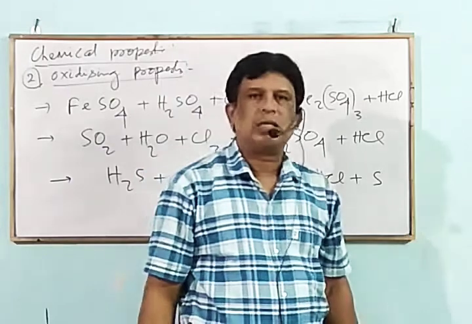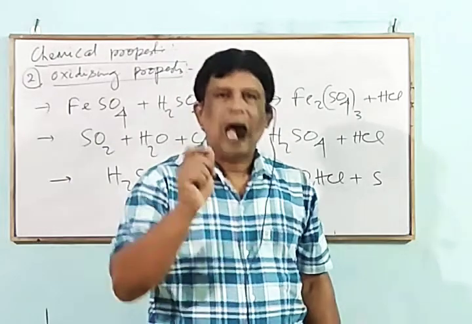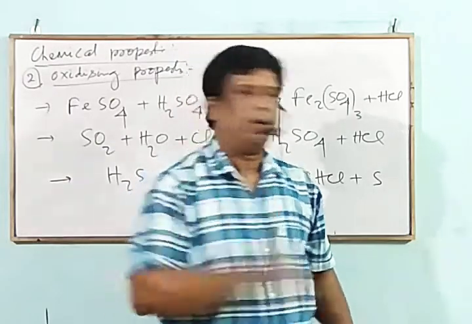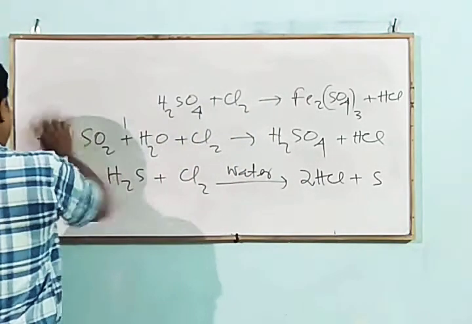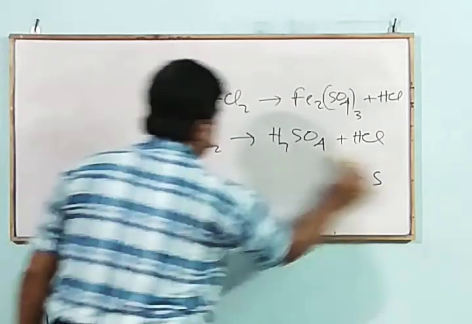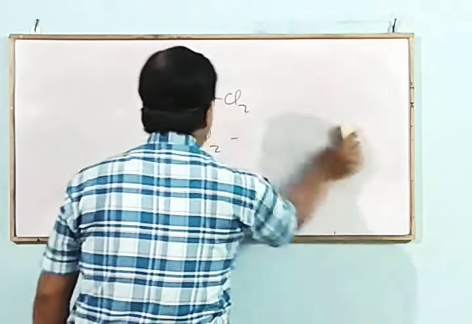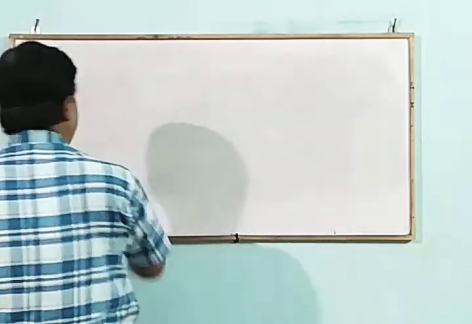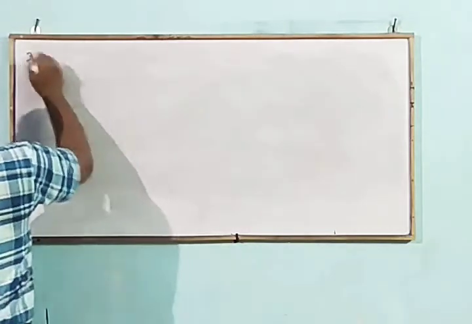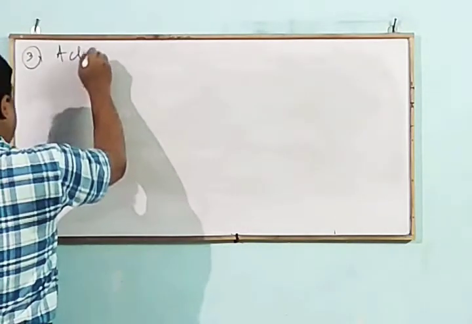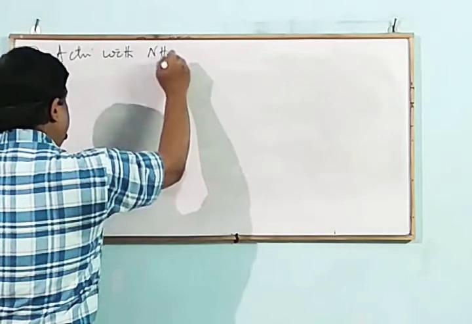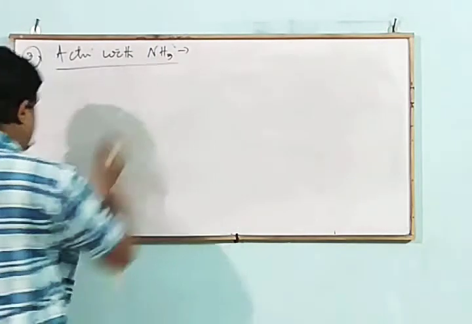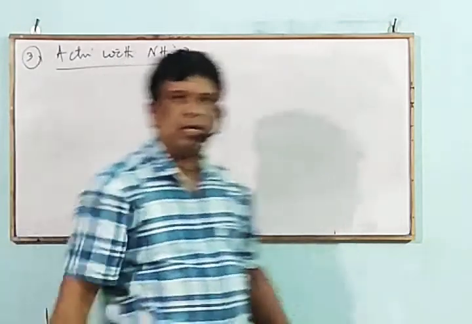Next, we discuss the third chemical property, action with ammonia. The very important one from the marks point of view. Under this heading, two reactions are there.